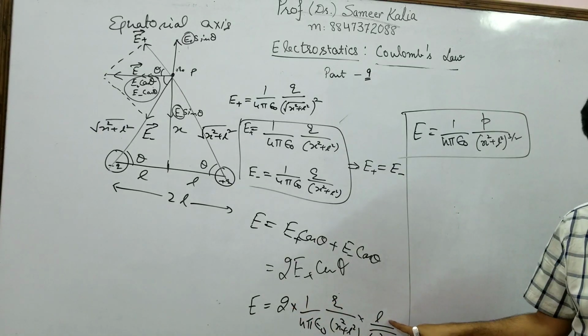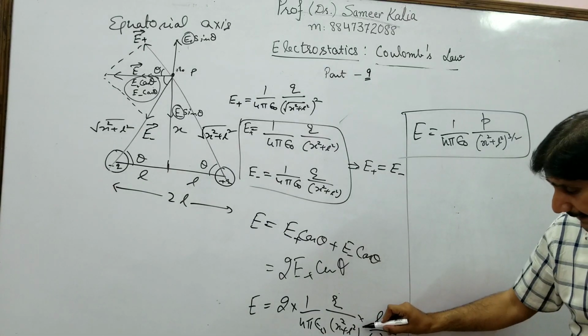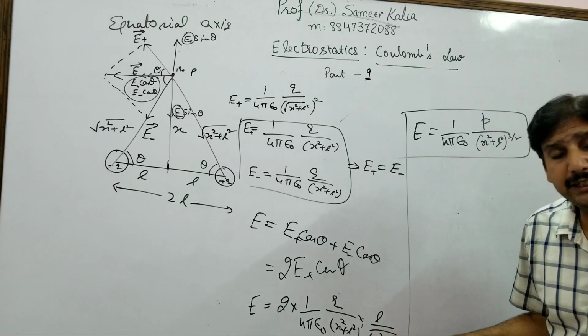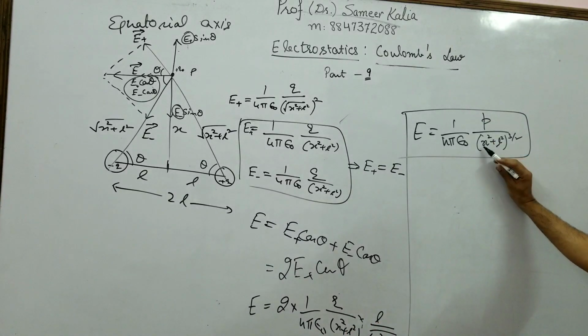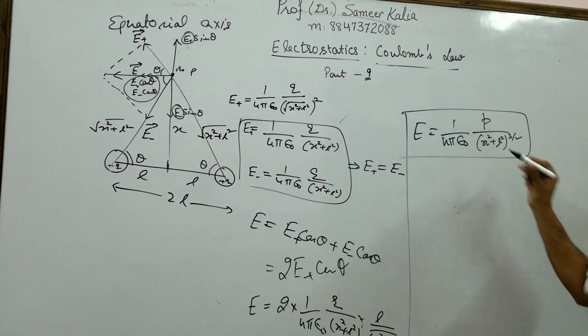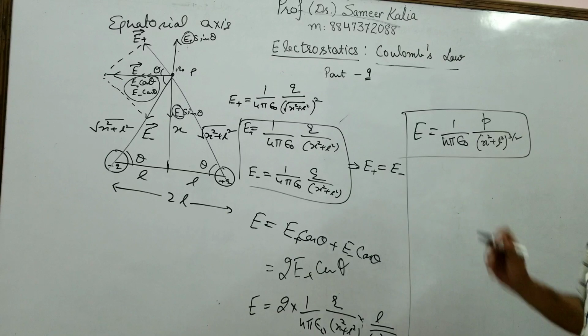Q into 2L was P, 4 pi epsilon naught as such, x square plus l square raised to the power 1, and under root means power 1 by 2, base is same, so the powers get added up. So what do we get? E is equal to 1 by 4 pi epsilon naught P divided by x square plus l square raised to the power 3 by 2.